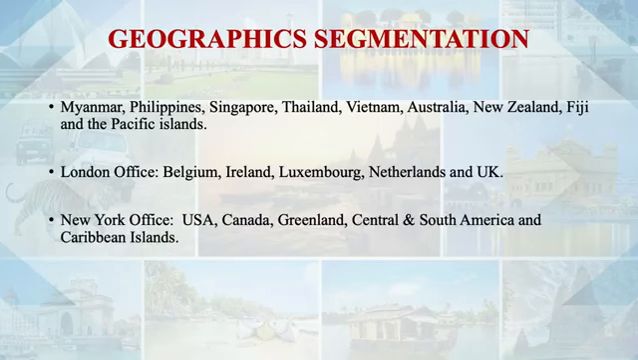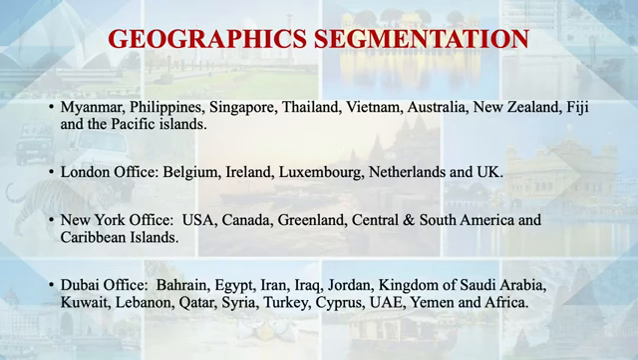The New York office covers USA, Canada, Greenland, Central and South America, and the Caribbean islands. The Dubai office covers Bahrain, Egypt, Iran, Iraq, Jordan, Kingdom of Saudi Arabia, Kuwait, Lebanon, Qatar, Syria, Turkey, Cyprus, UAE, Yemen, and Africa. So these are the jurisdictions under each of the overseas tourism offices that we have.